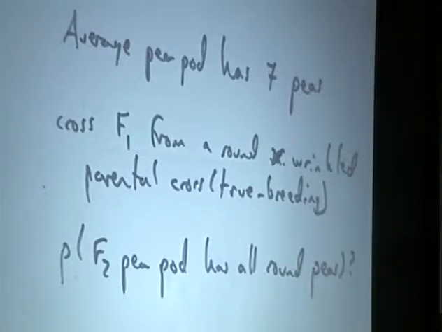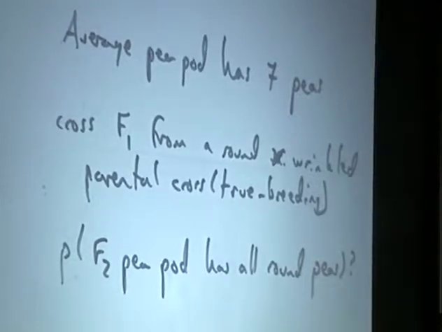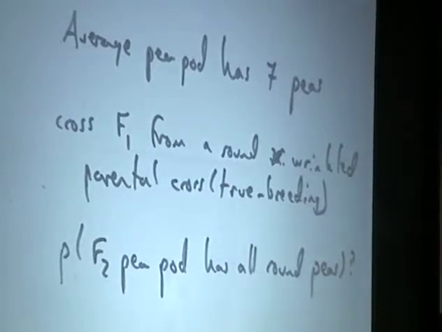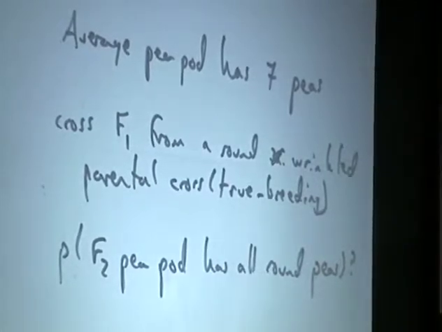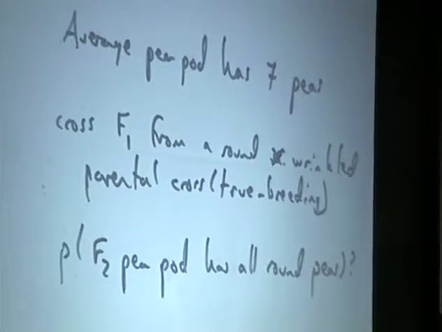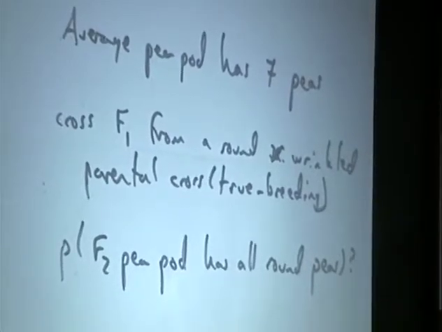Okay, so this is a basic monohybrid cross. We're not making anything difficult here. We're taking true breeding round, crossing it with true breeding wrinkled. We get an F1 where everybody's round. We cross those F1s to each other. We get F2 plants, which are going to have seeds that are either round or wrinkled, depending on how this is going to segregate. Okay? So what's the probability of having a pea pod with all 7 peas being round?